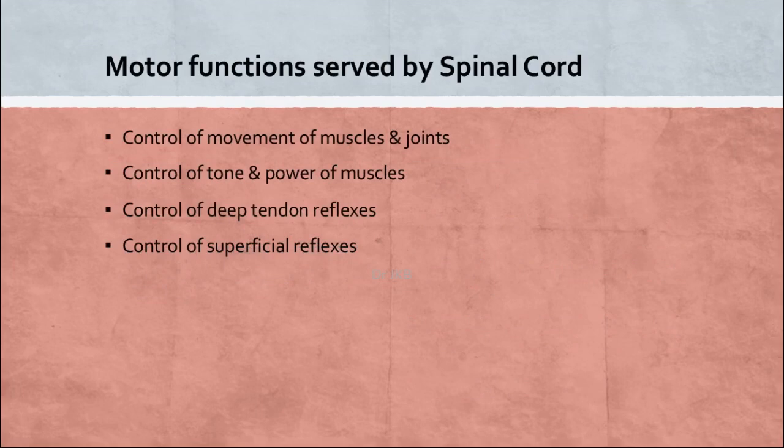Now, coming to the topic, as I said, we can divide the motor system function into three levels: the higher center, the cortical one; the middle center, the brainstem one; and the lower center, the spinal cord one. The lowermost one, the spinal cord, controls the movement of muscle and joint, the muscle tone and power of the muscle, and the deep tendon reflexes and superficial reflexes. So, one by one we will cover all these things.